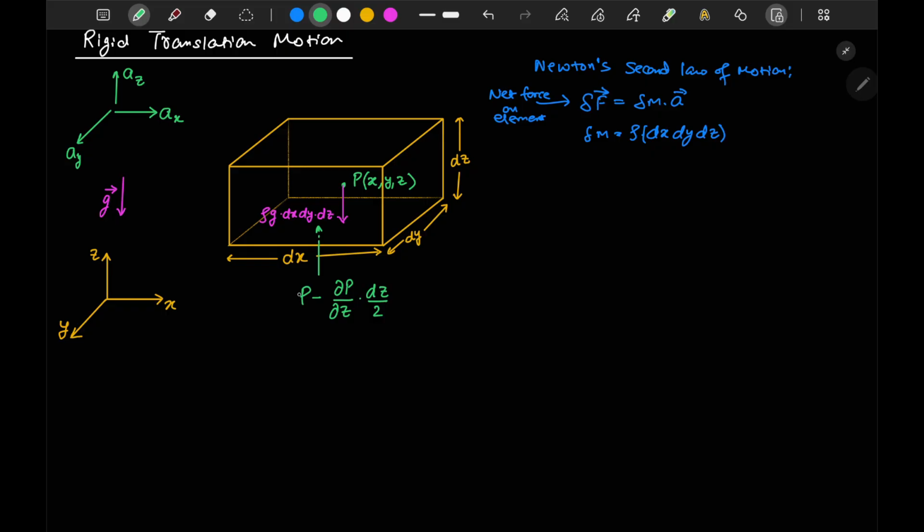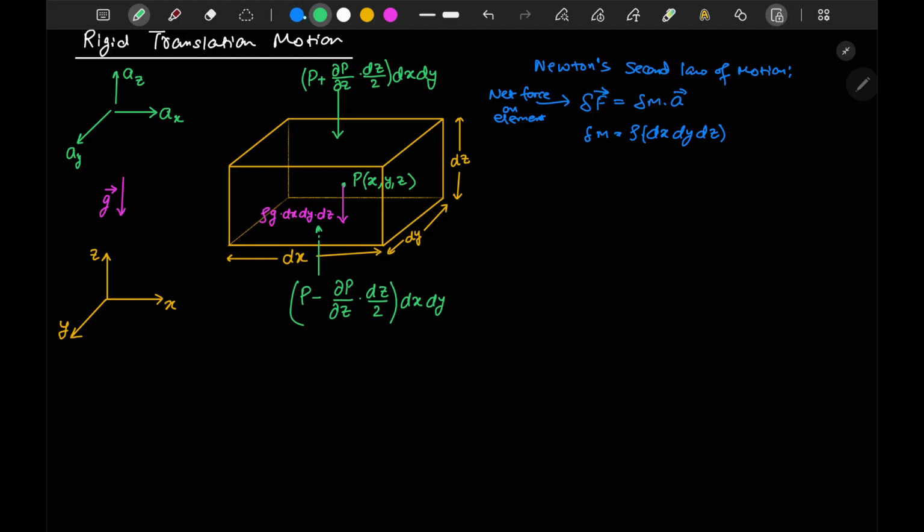Now to convert this pressure into force, I multiply it by dx times dy. Similarly, the force on the upward surface can be written as p plus del p by del z times dz by 2, times dx dy. These are the forces on these two surfaces.